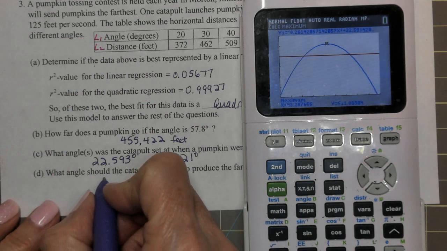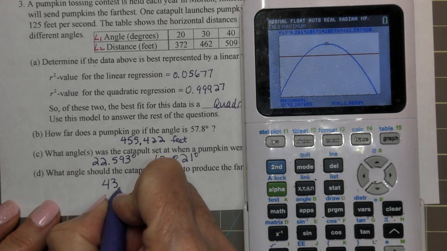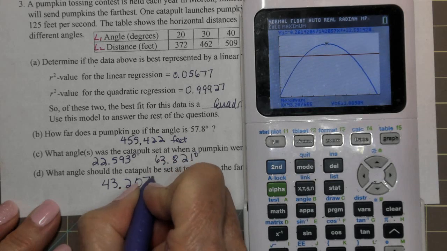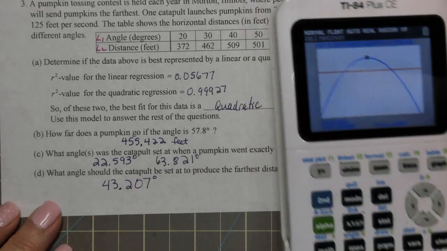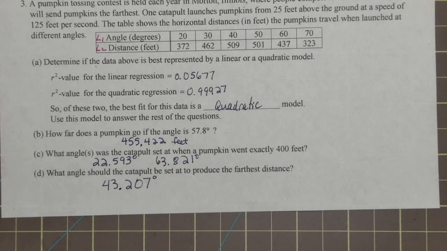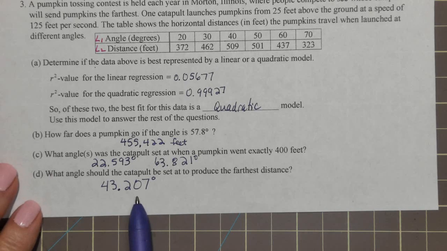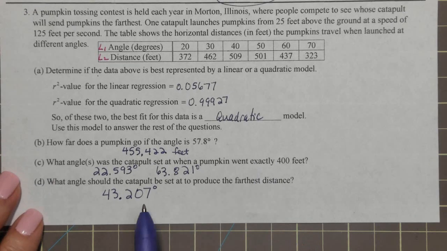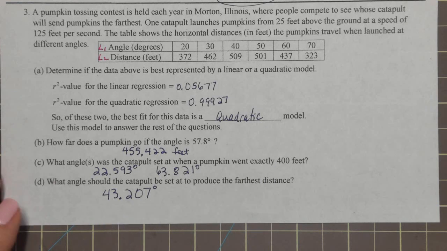So what angle is that at? It is 43.207 degrees. So the person who owns this catapult should set it at that to get the farthest distance for his pumpkin tossing.